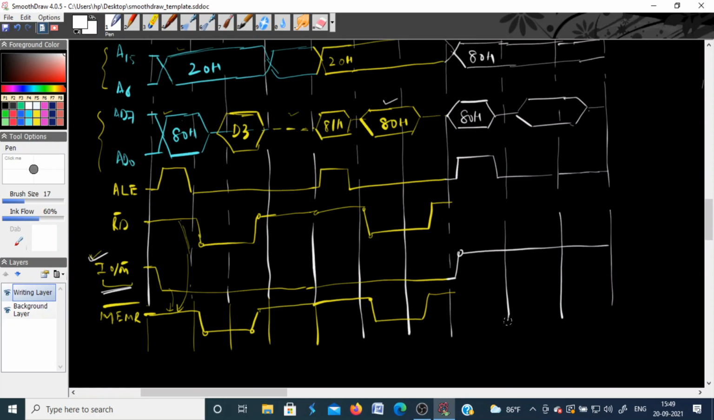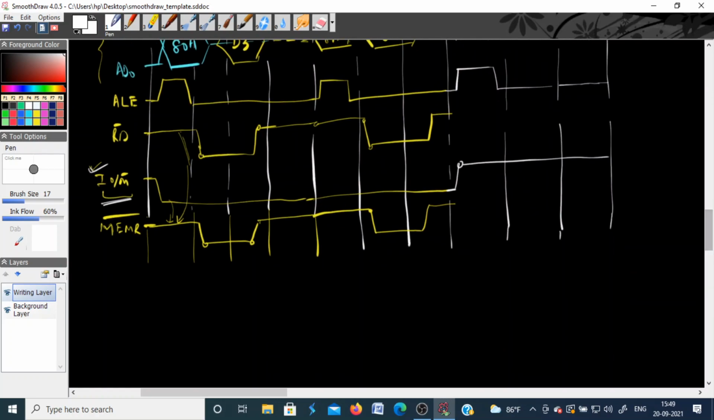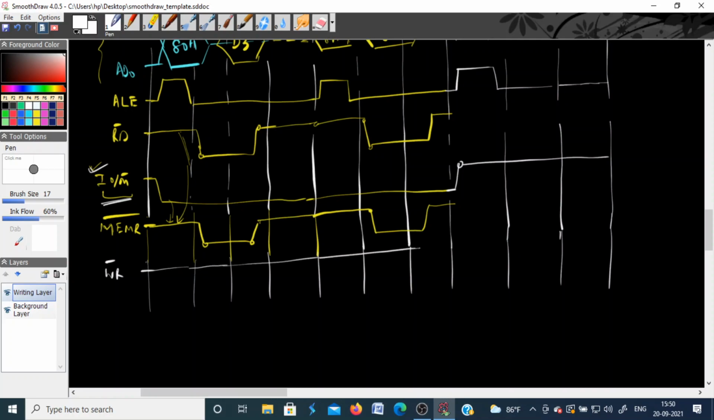Then in T2 of this machine cycle M3, the write signal will get activated. So you need one more signal here, which is the write signal, because it is a write operation, not a read operation. It was initially at logic 1 because we are not doing a writing operation, but at the start of T2 of this machine cycle 3, it will get activated.